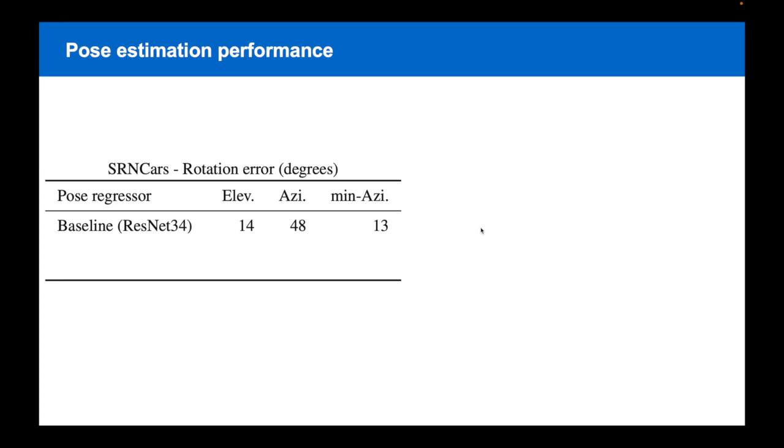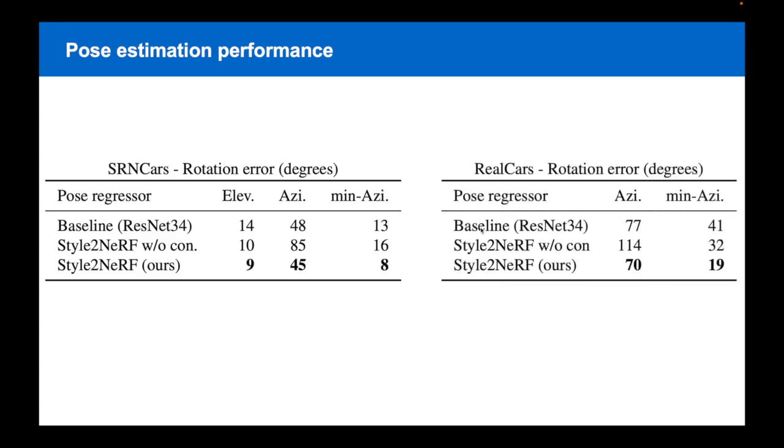Comparing our model without pose constraints shows we perform well under elevation, but poorly under azimuth. However, once pose constraints are included, our unsupervised model now actually performs better than the fully supervised baseline. For the real cars dataset, although errors are higher in general, the story is similar, with our unsupervised model being on par with the fully supervised baseline.